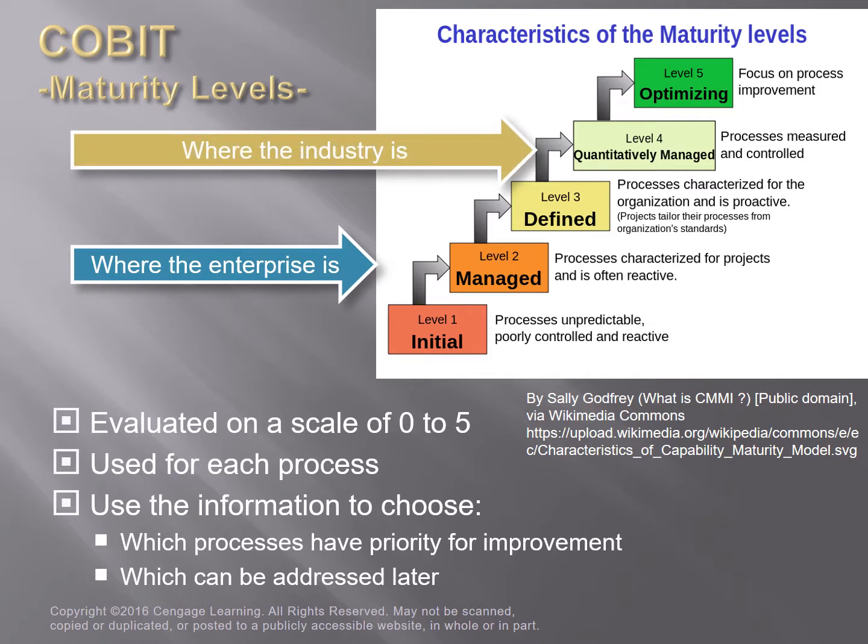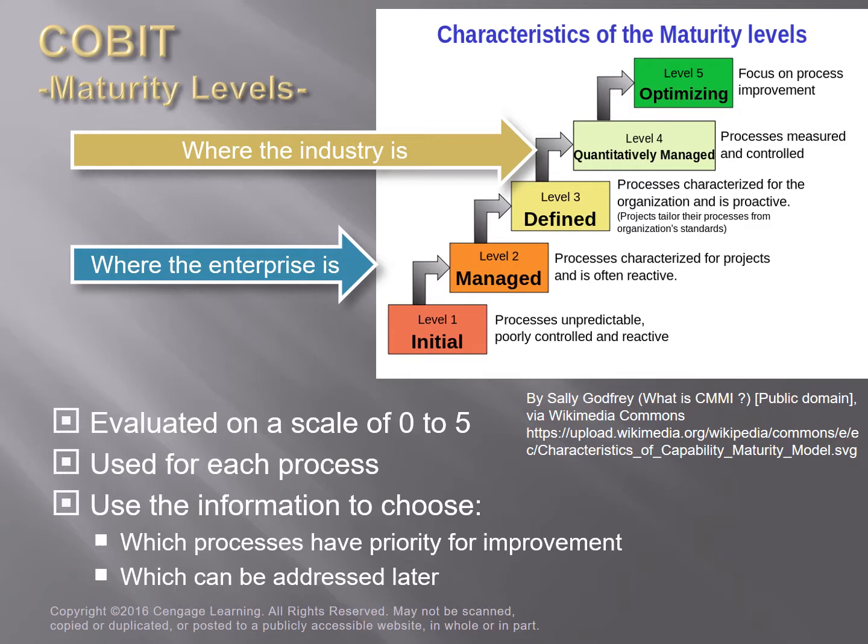They aren't as critical. If you look at an example here, you have from 0, which is a non-existent process, to optimized, you're doing awesome at that process and it needs no improvement. You do this for each process. You put where your enterprise currently is. In this example, the enterprise is at level 2.